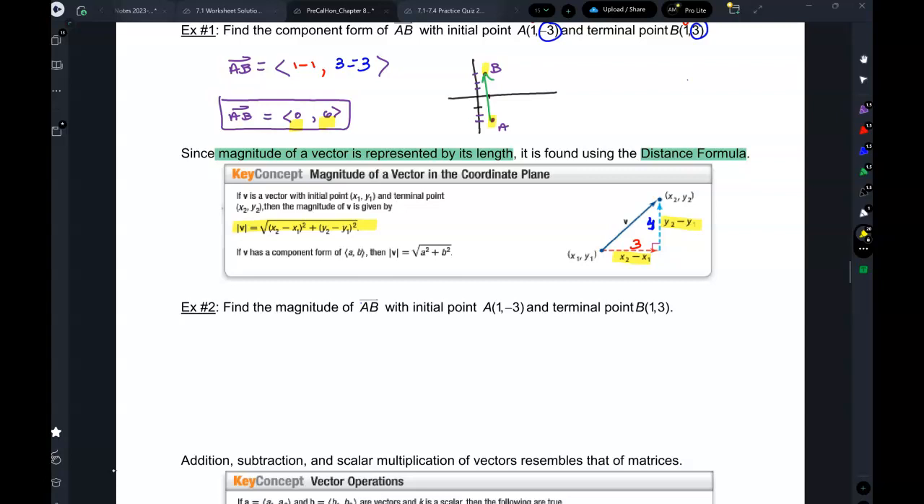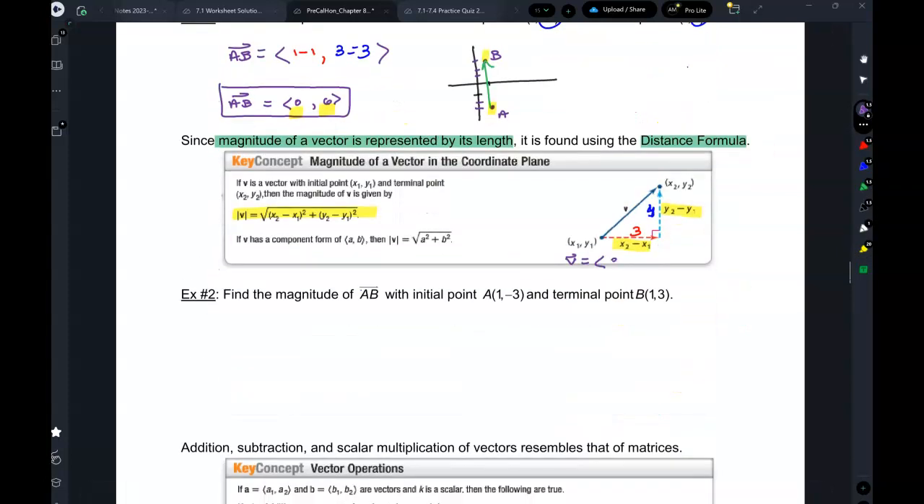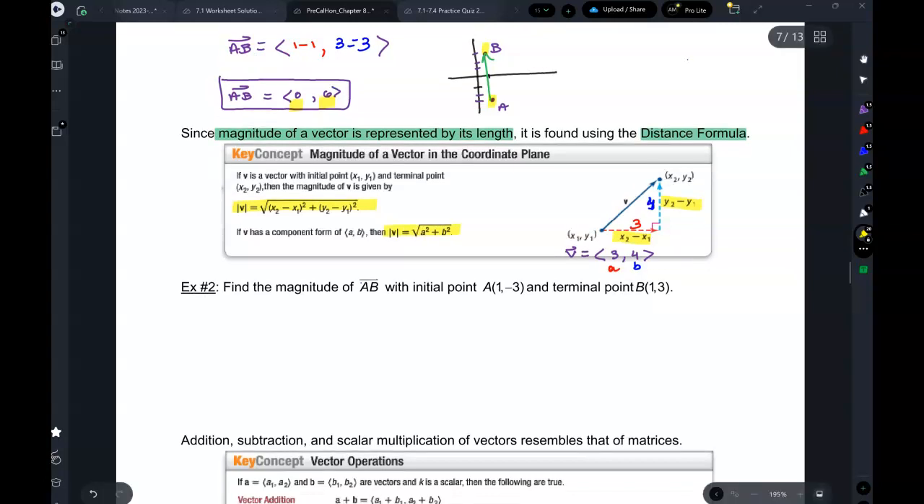Now, suppose I do have a vector in component form, just like we had up there. So suppose it's <3, 4>. If it's already in component form, then it becomes even easier. This becomes little a, and this becomes little b. So then the magnitude of the vector is the square root of a squared plus b squared.